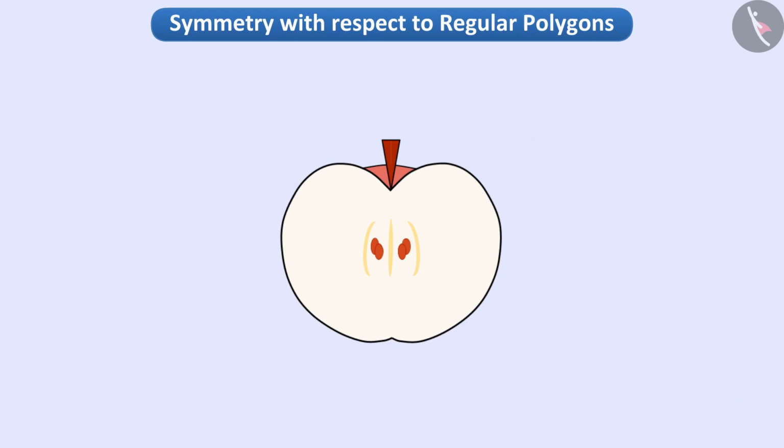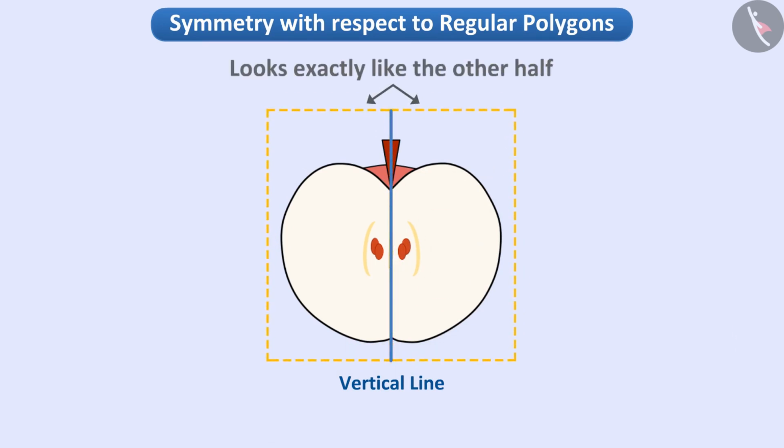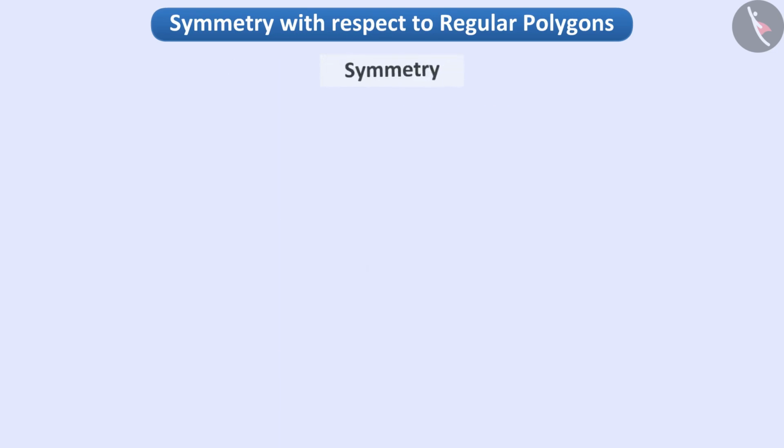Exactly. By drawing a vertical line going through from the middle of it, we see that the parts on both the sides of this line look exactly like the other half. They are mirror reflections of each other. Such a shape is called a symmetric figure. Let us understand symmetry in more detail.